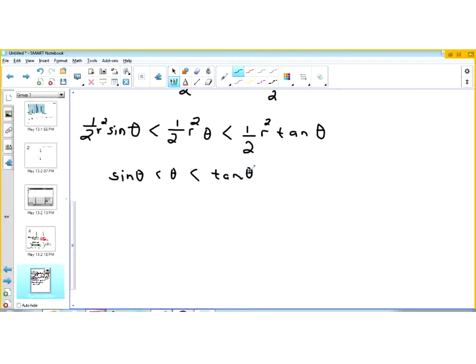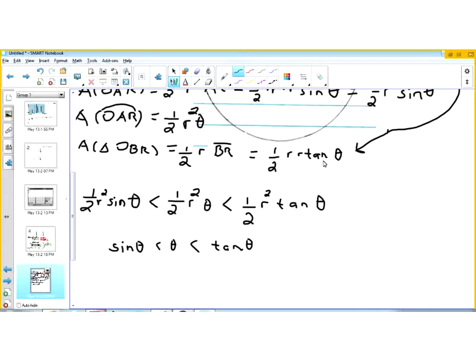And all three quantities in this inequality are, of course, greater than 0. Why is that? Because we're dealing with quadrant 1 values. Tan theta is greater than 0 in quadrant 1, sine theta is greater than 0 in quadrant 1, and theta, of course, is greater than 0 in quadrant 1. So all three quantities are positive. That will have ramifications as we seek to evaluate our limit.